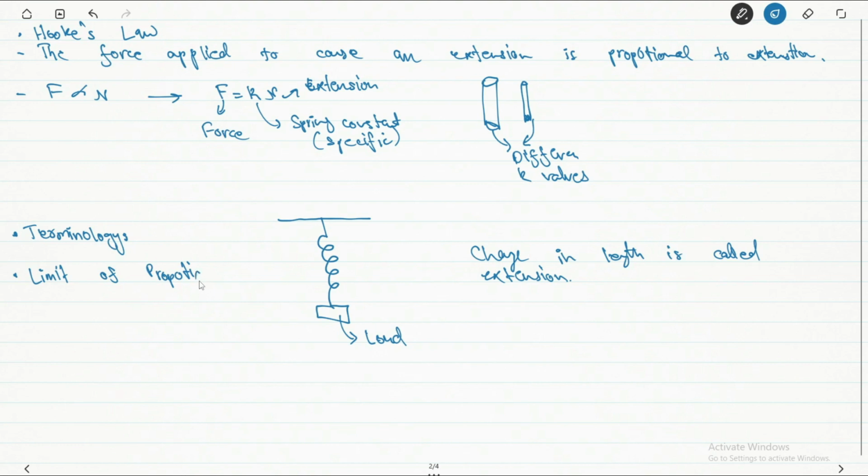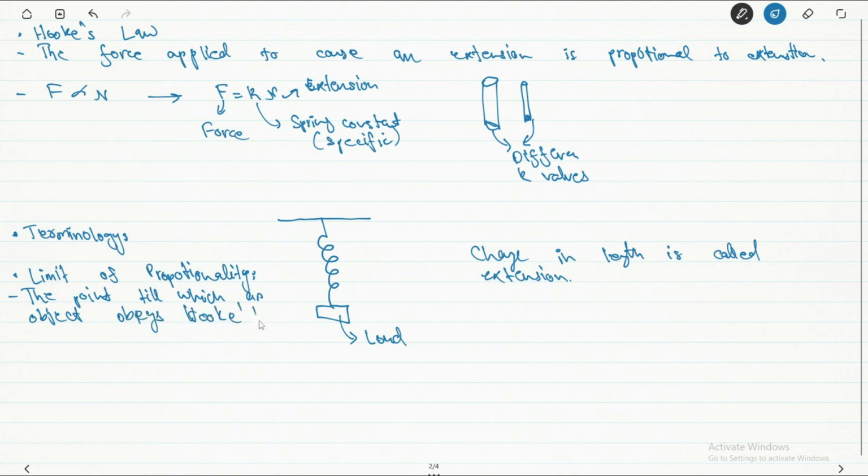Now, the last thing you need to know about, the last term, is limit of proportionality. Now, I'm not going into the graph right now, and we'll go into the graph in the next module. But what you need to know is the point till which an object obeys Hooke's law.